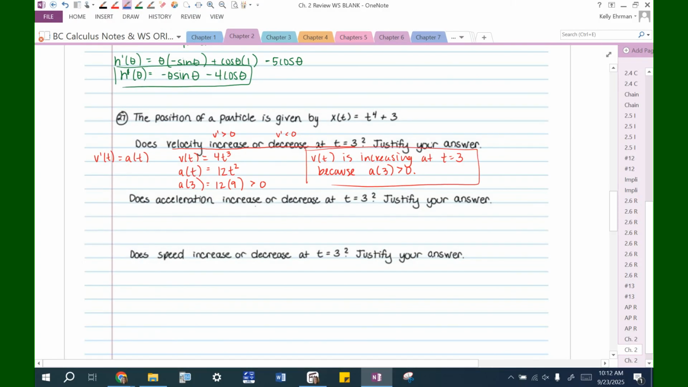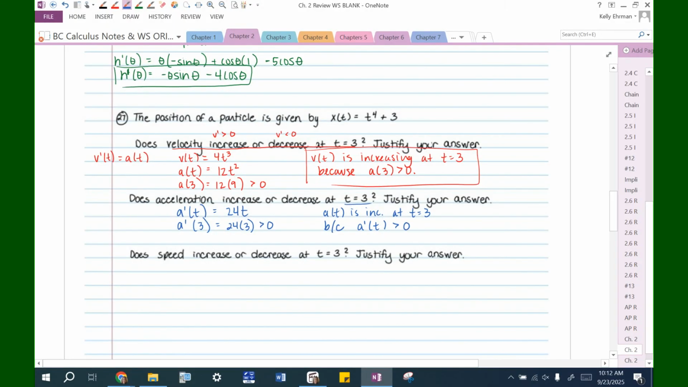Does acceleration increase or decrease at t equals 3? So this is the same exact type of question, but if you want to know about acceleration, you need a prime of t. So a prime of t is 24t. We're looking at t equals 3. a prime of 3 is 24 times 3. It doesn't matter what number that is. It's just the fact that it's greater than 0. So a of t is increasing at t equals 3 because a prime of t is greater than 0.